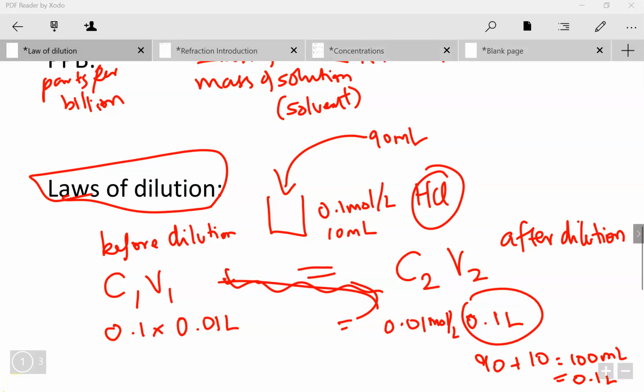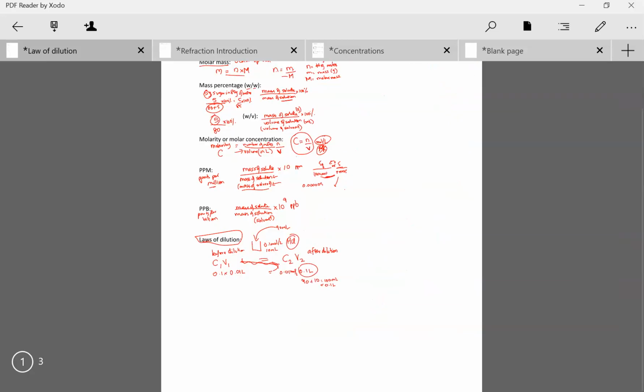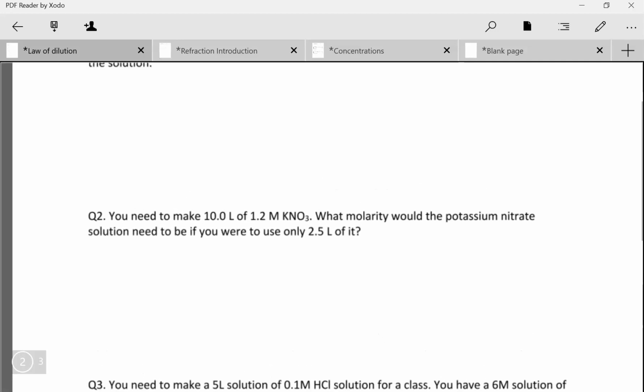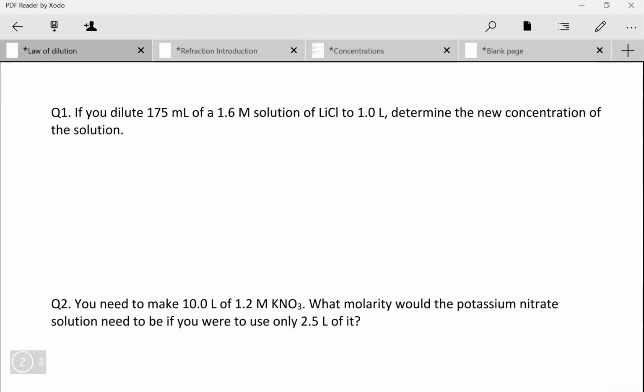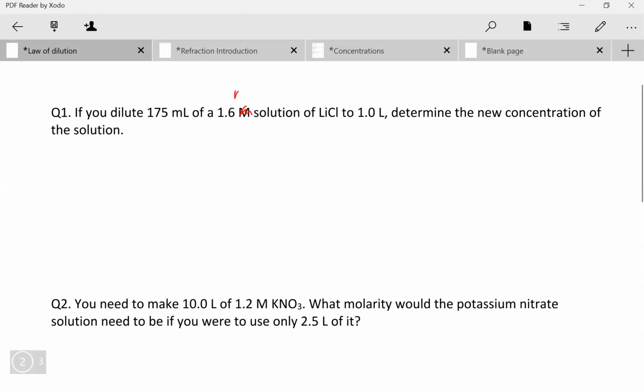So using the formulas that we talked about, we are going to try and answer some of these practice questions. First we will start with the law of dilution one. If you dilute 175 milliliters of 1.6 moles per liter solution of lithium chloride to 1 liter, determine the new concentration of the solution.